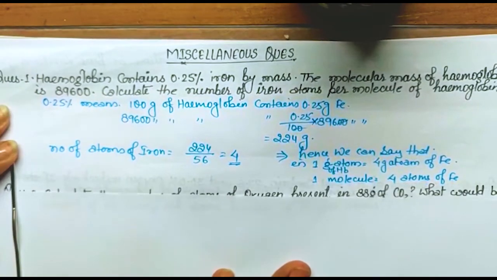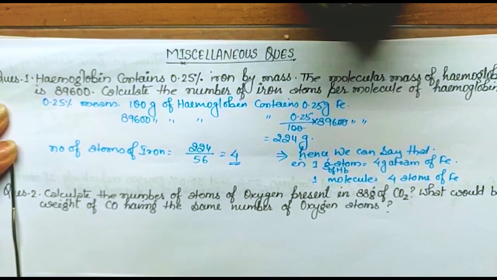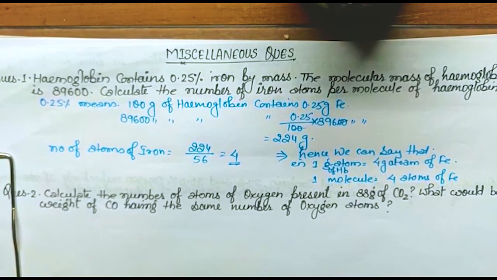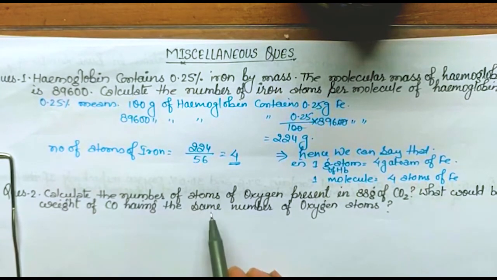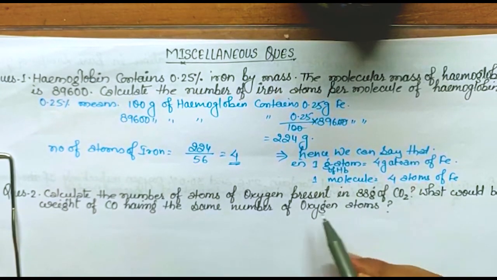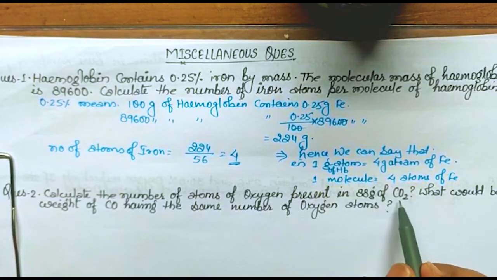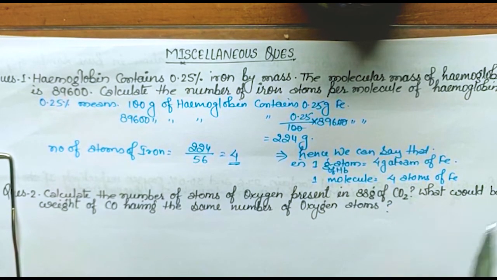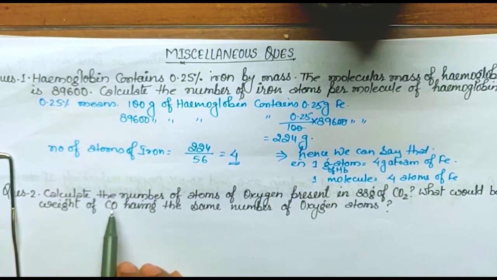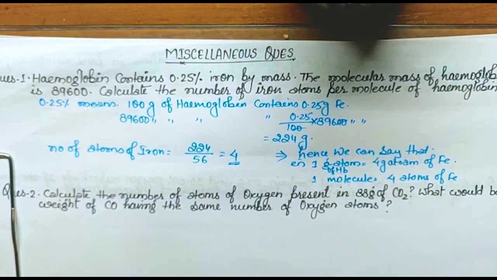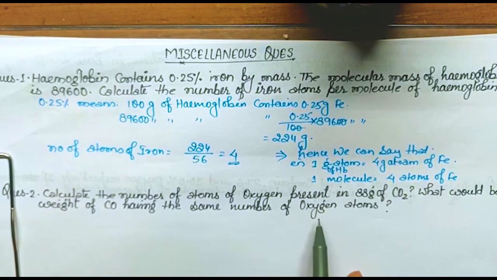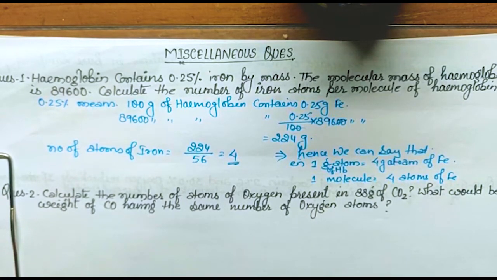So let's start the next question. The next question is: calculate the number of atoms of oxygen present in 88 gram of carbon dioxide. Again, this topic is from mole concept, isn't it? What would be the weight of carbon monoxide having the same number of oxygen atoms? Got the question? That means the number of oxygen atoms in carbon dioxide in this weight is equal to the number of oxygen atoms in this carbon monoxide.